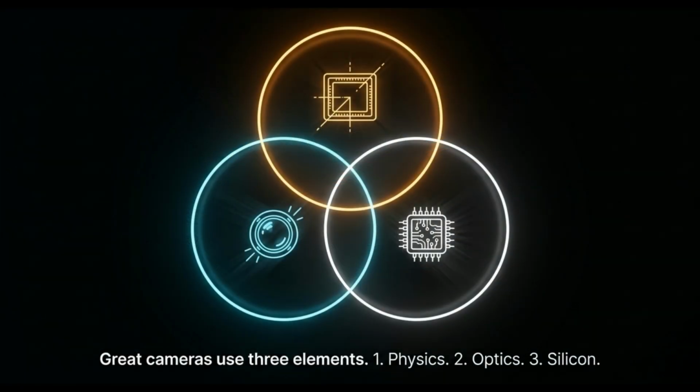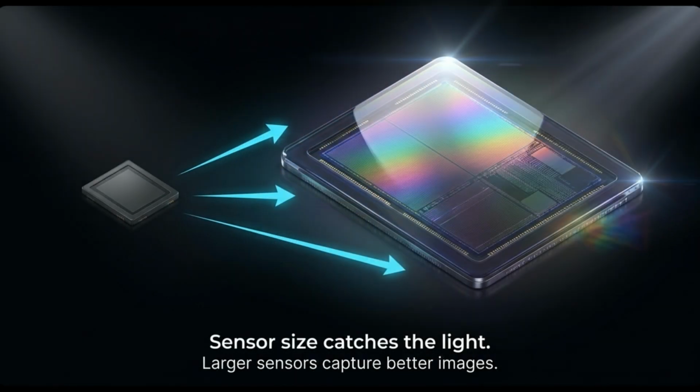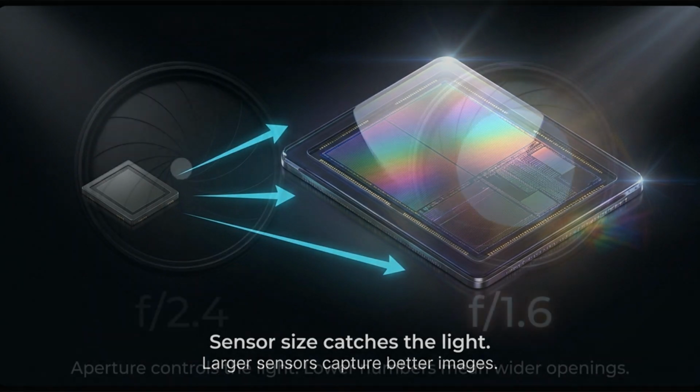Great cameras rely on three fundamental elements working together: physics, optics, and silicon. These elements determine the final image quality. Sensor size is crucial for catching light. Generally, larger sensors capture more light, which results in better image quality and detail.